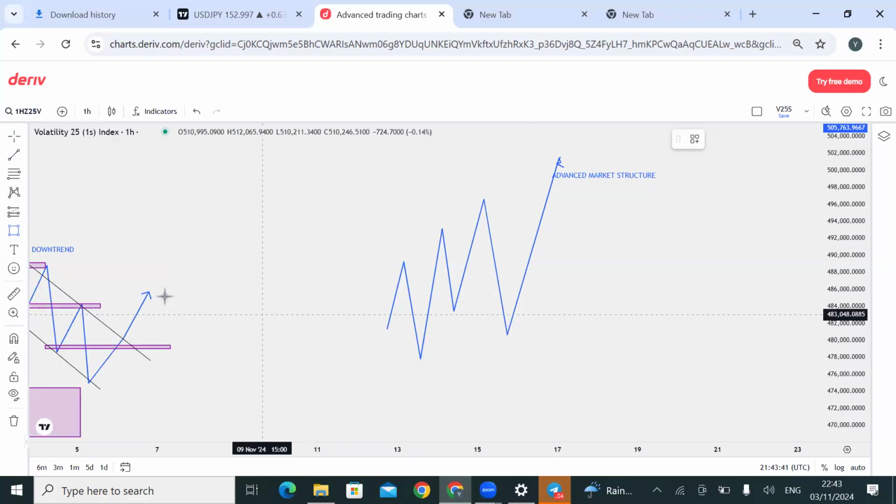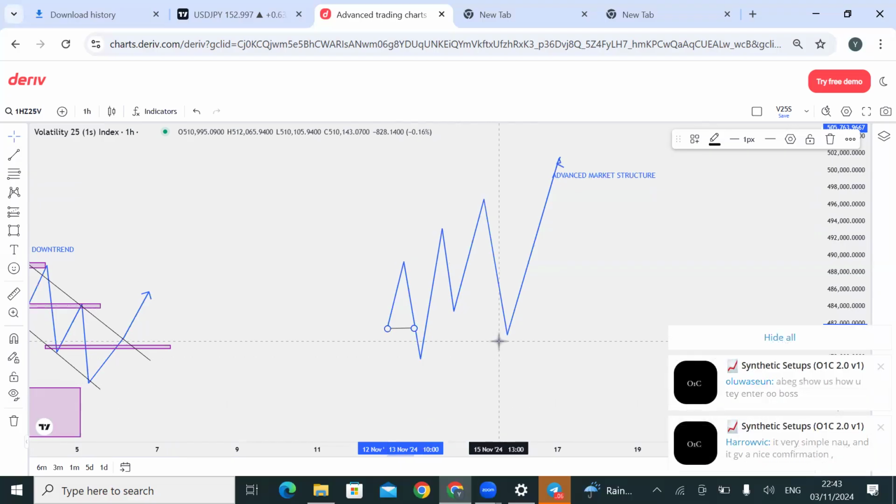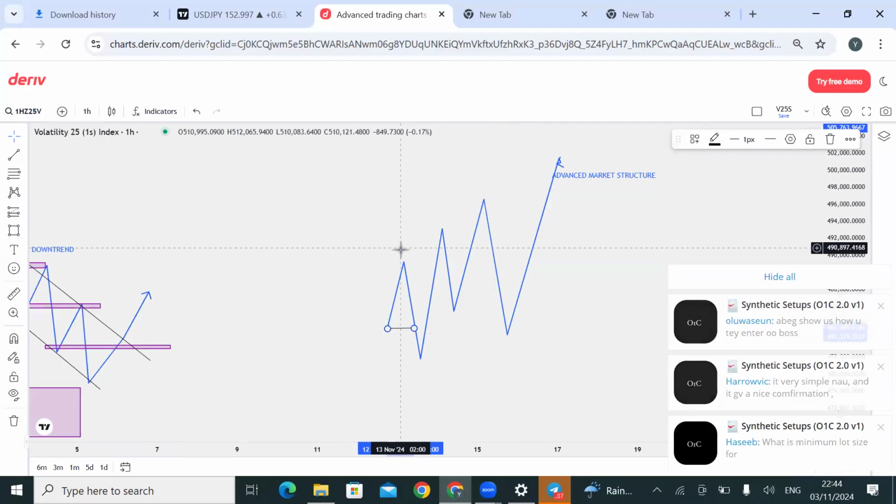So yeah, we have this sweep here. This sweep of liquidity. I tell you, liquidity is simply all the sharp points. Example, any sharp point on the chart, that's liquidity. If this point is sharp, it is liquidity. This point is sharp, it is liquidity. You understand now? So price is always aiming to sweep these liquidities.